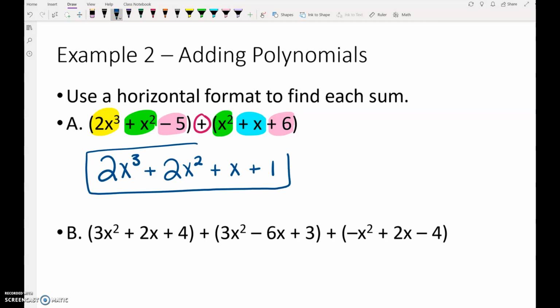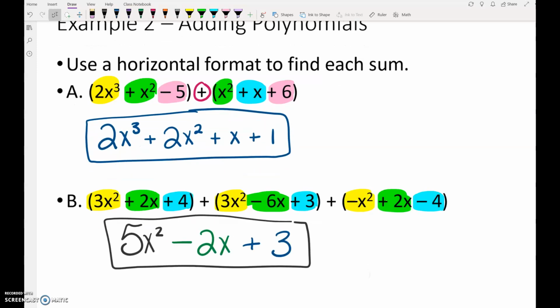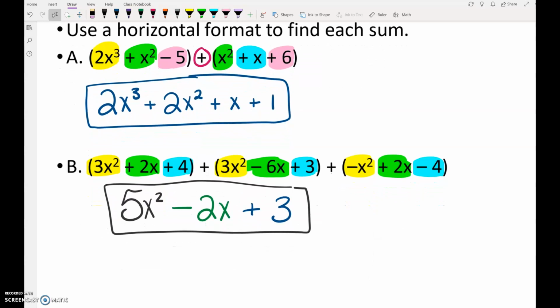On your own, I would like you to try adding the 3 polynomials that you see in example 2b. Because it is addition, the parentheses don't matter. You're just finding like terms and combining them. Check to make sure that you got 5x squared minus 2x plus 3. Remember, attach negatives to whatever comes after it.